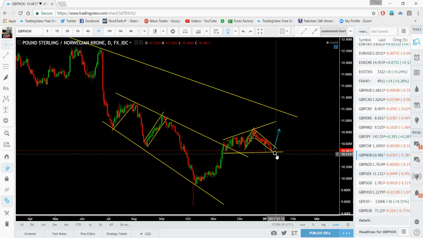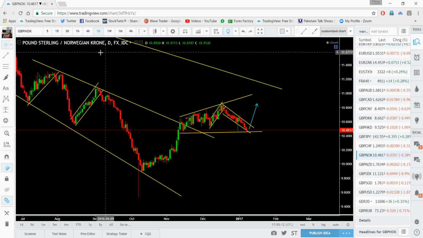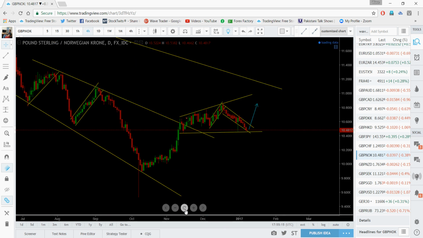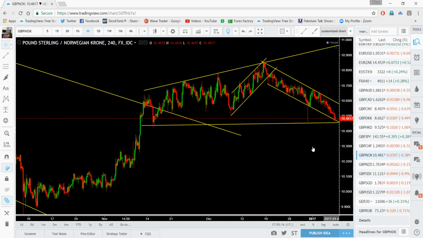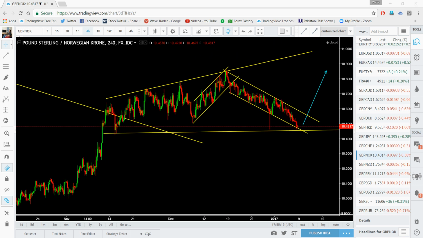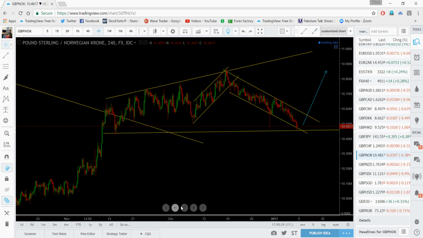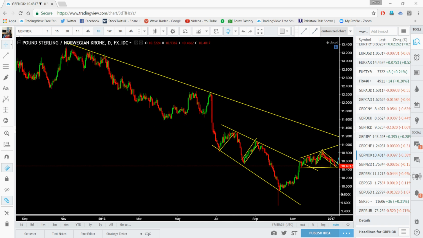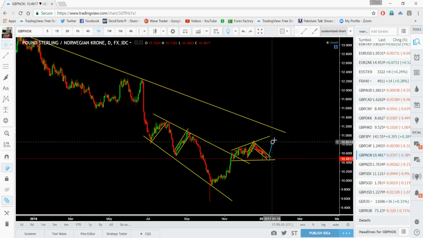Okay, so for a short period of time you can buy this pair as well to the upside. Okay, so the move is corrective, it can break up, it can give you this move. So watch for the price action here at this place. Okay, for this move.